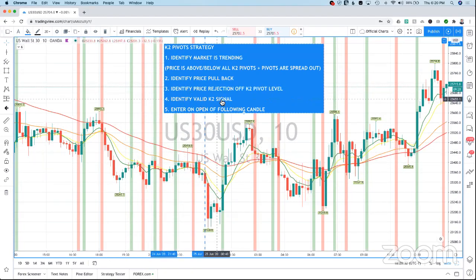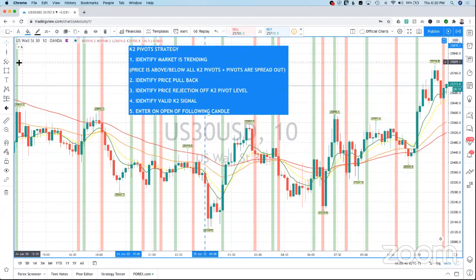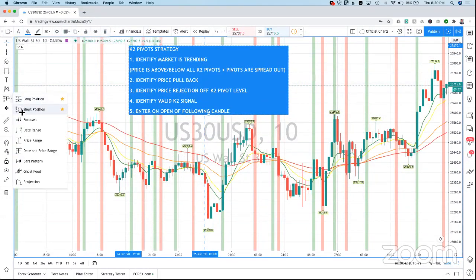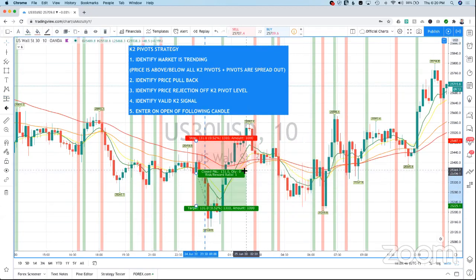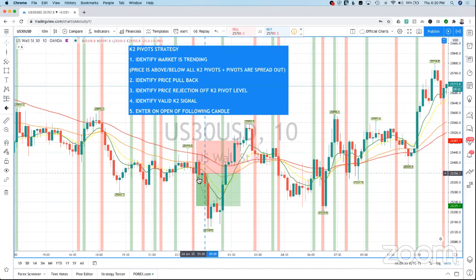Next, we identified a valid K2 signal. Right here, we have a valid sell signal. It's valid because it's a sell signal with a red bearish candle. Pretty much all requirements are met. Next, we enter on the open of the falling candle, which would be right here. And there you go. Hit profit target on London Open. So we would have entered this trade. It would have been active right before London Open. It gave you a little head start before the market opened, and then it shot down, and then it hit 1,300 pips right here, straight TP. So yeah, that works pretty good.